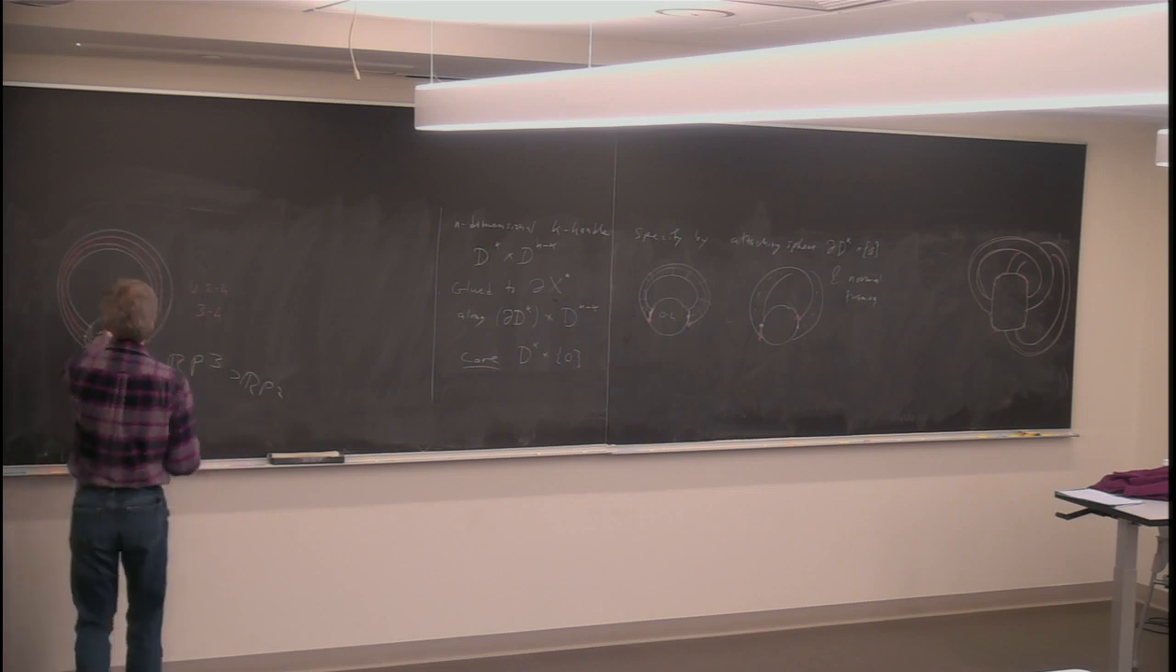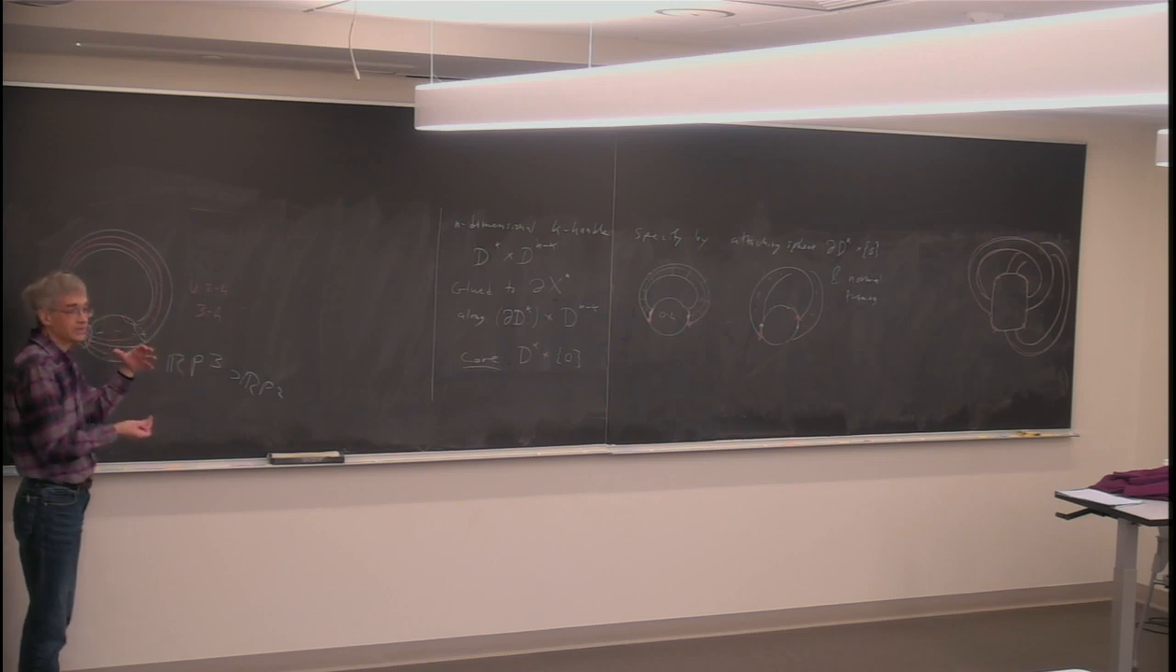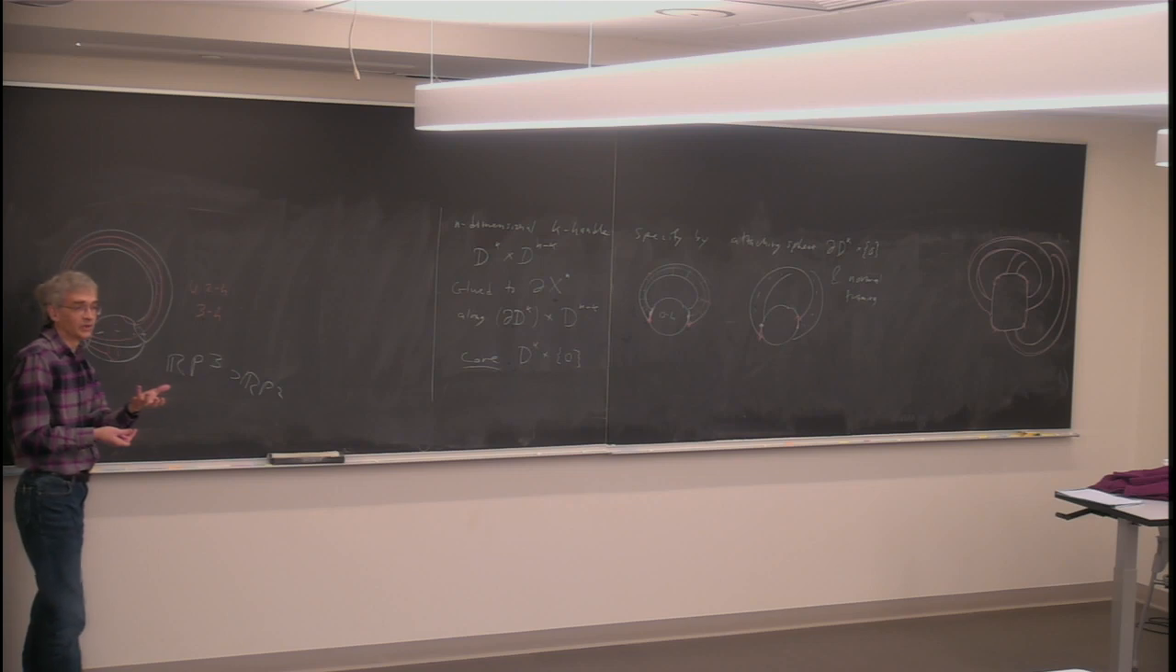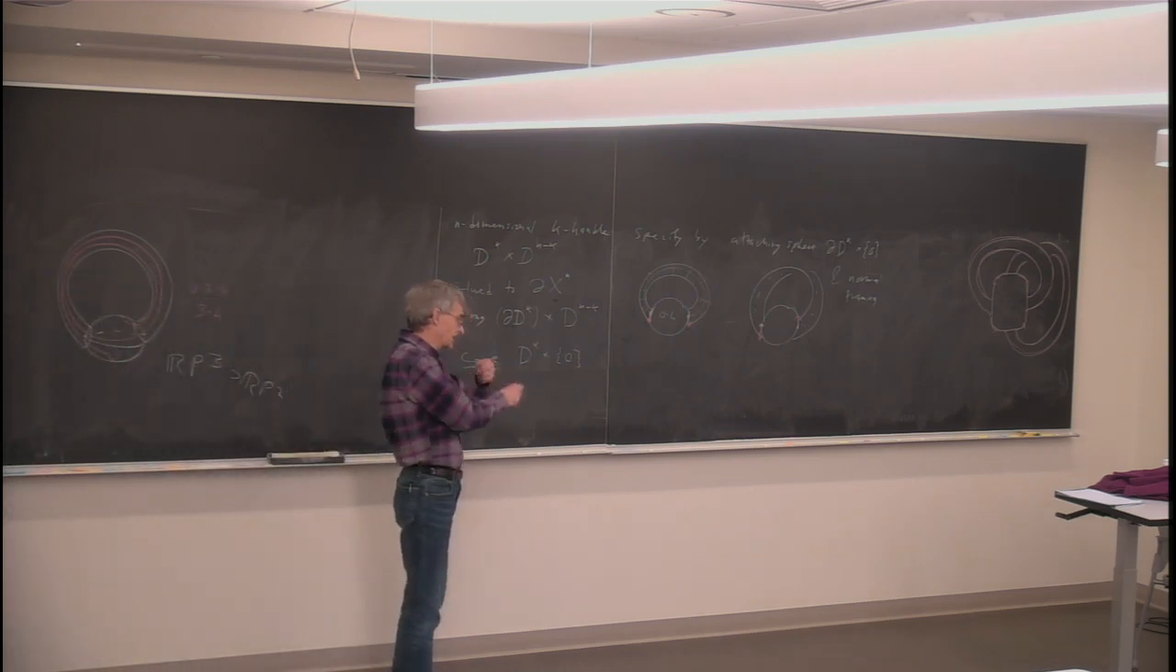In fact, here, mainly I'll be talking about dimensions 4 and below, so the highest sphere that comes in is a 3 sphere, and there's a unique orientation preserving self diffeomorphism of the 3 sphere up to isotopy. And if I reverse orientation, well, that extends over the handles, so it doesn't change anything.